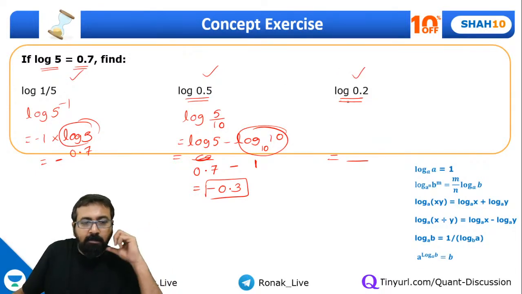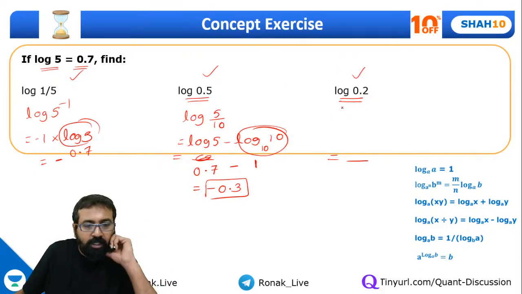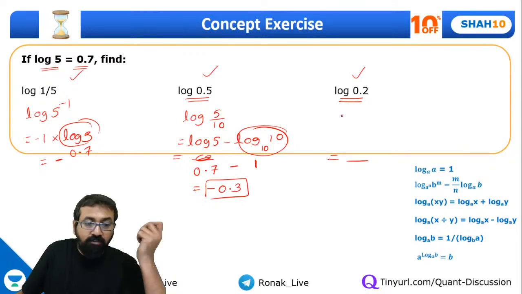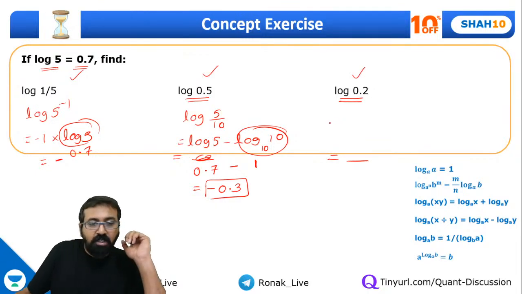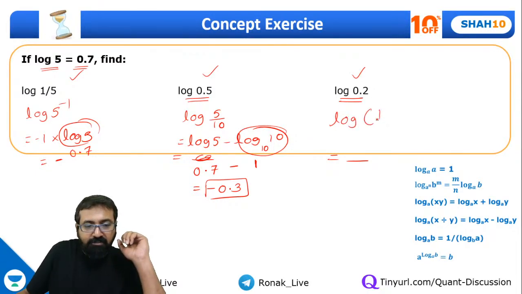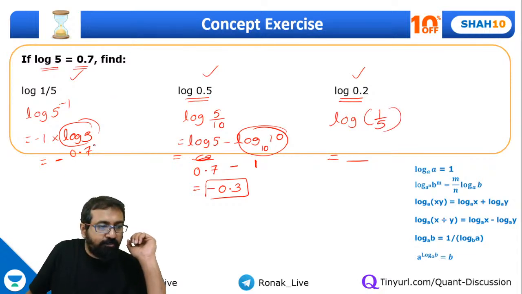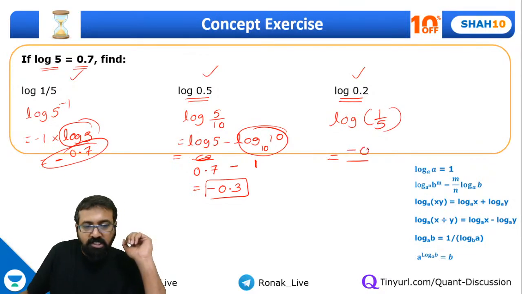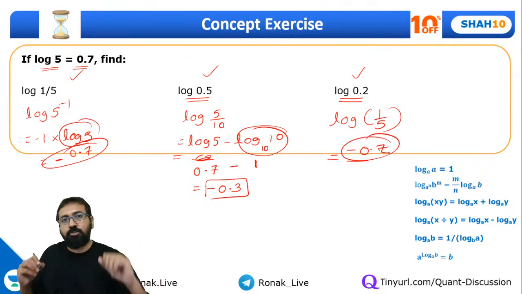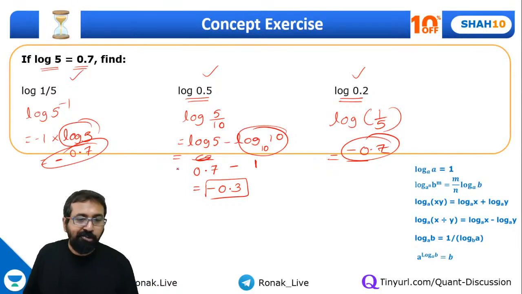Same, for example, log of 0.2. Now how will I do it? We can say this is 2 by 10, which is nothing but 1 by 5. So log of 1 by 5, of course we know, is minus 0.7. So this answer has to be minus 0.7. These are some of the basic questions that we had to solve.